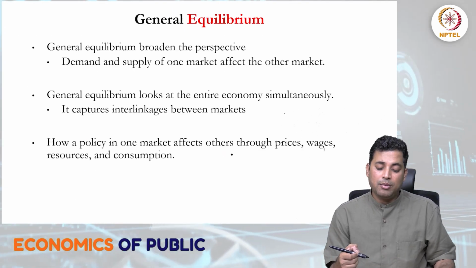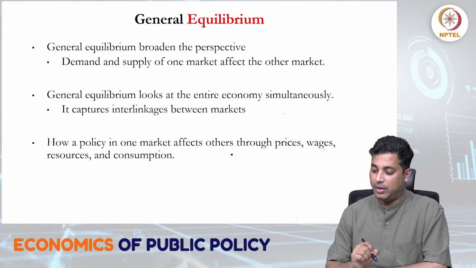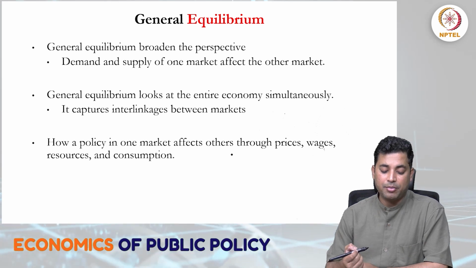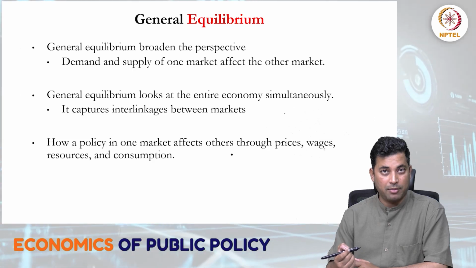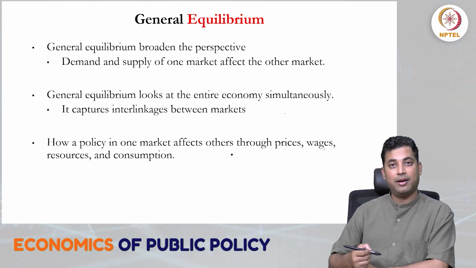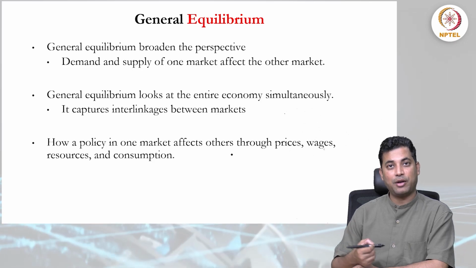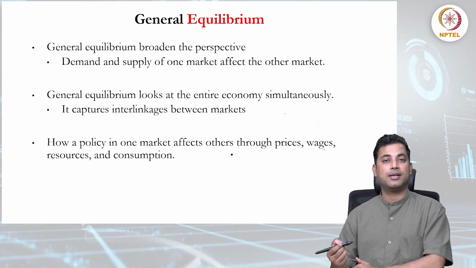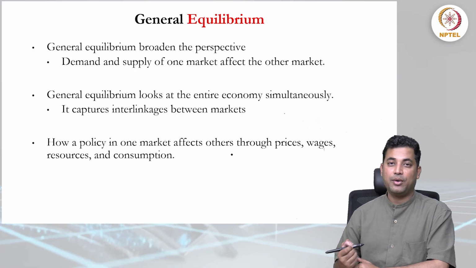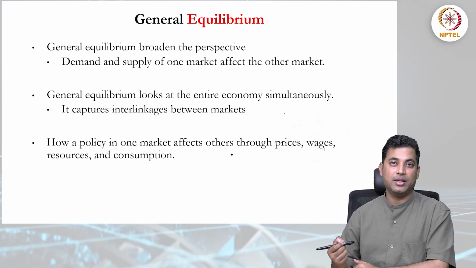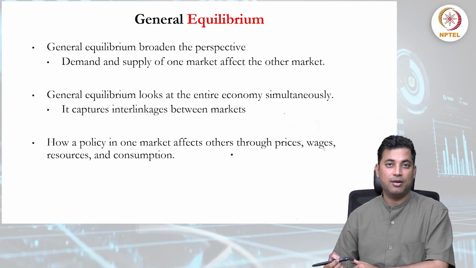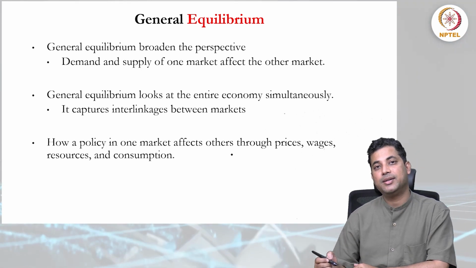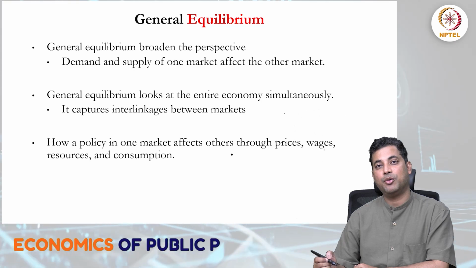So now moving to general equilibrium. The general equilibrium approach is basically that demand and supply of one market, like demand for pen or demand for pencil and supply of pen or supply of pencil, affect the other market. For instance, if we want to understand whether, if the price of the pen increases, there is more demand for pencil. Or likewise, if demand for pencil increases, is there less demand or more demand for pen?